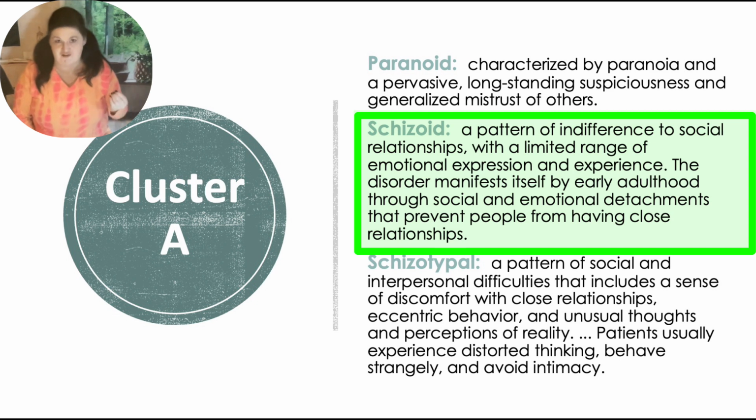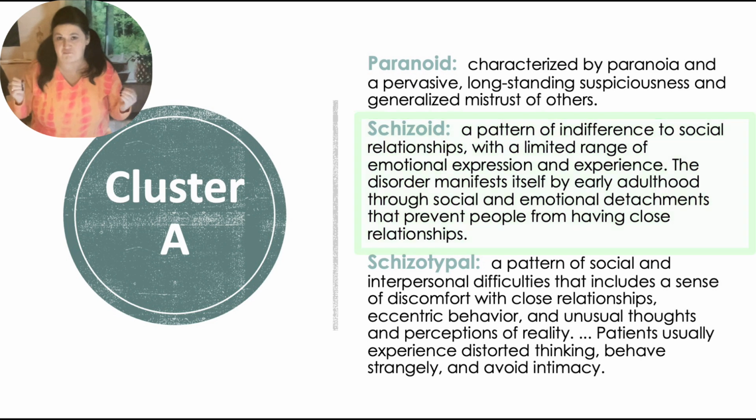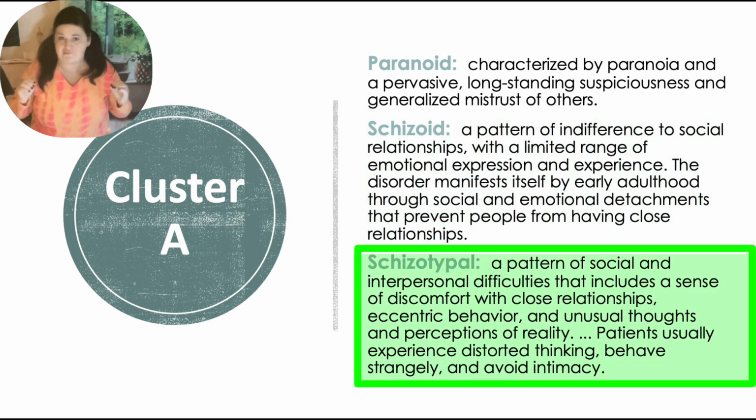It manifests itself by early adulthood through social and emotional detachments, right? That prevents people from having closer relationships. Whereas schizotypal, really similar name there, but they're a very different pattern of social and interpersonal difficulties.